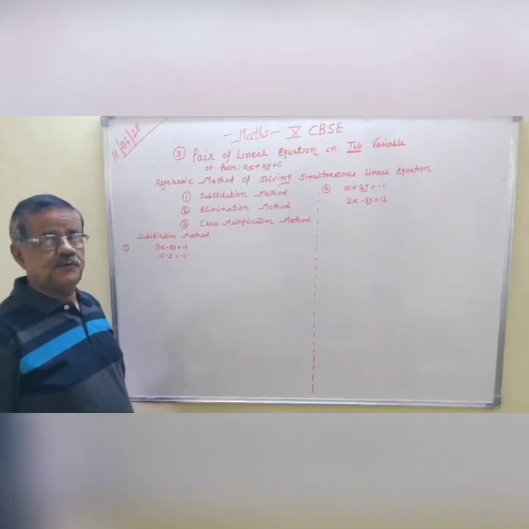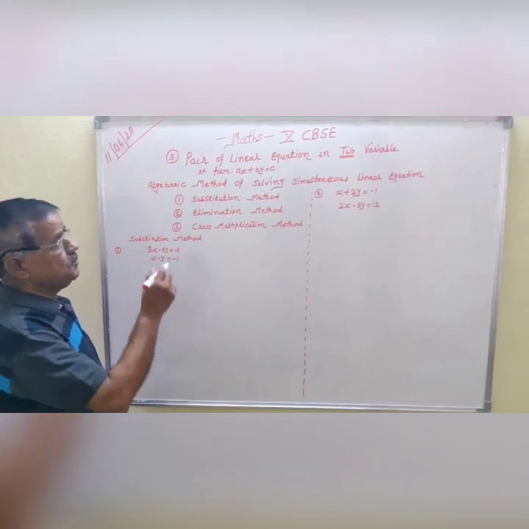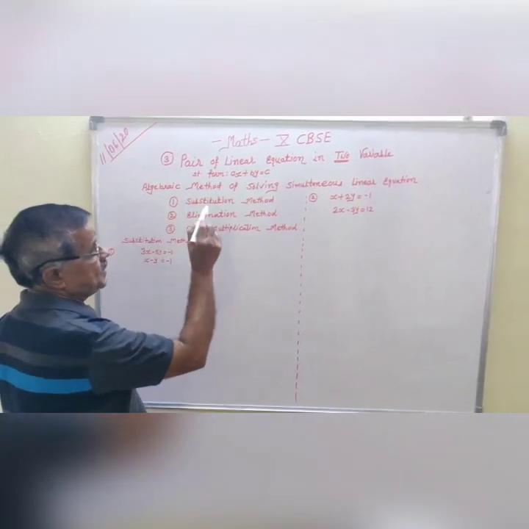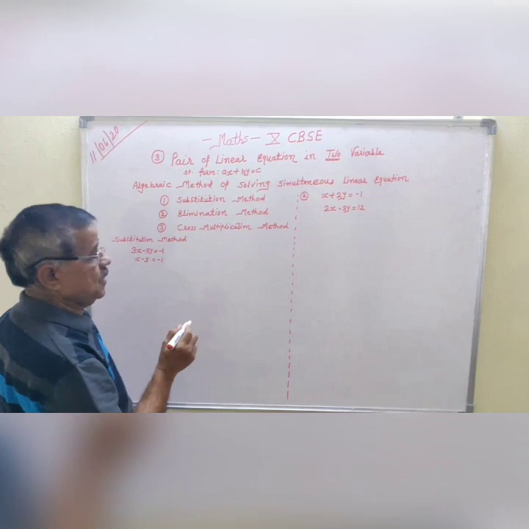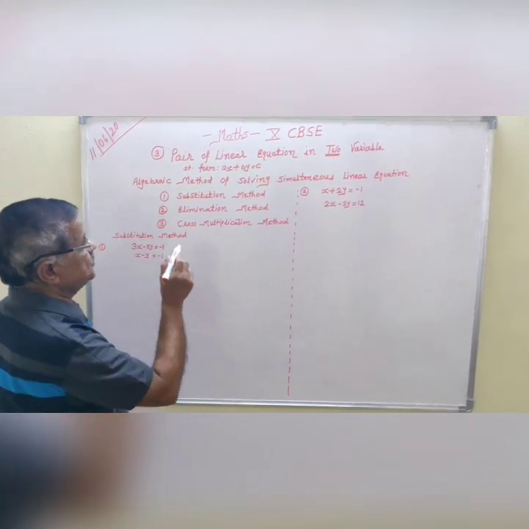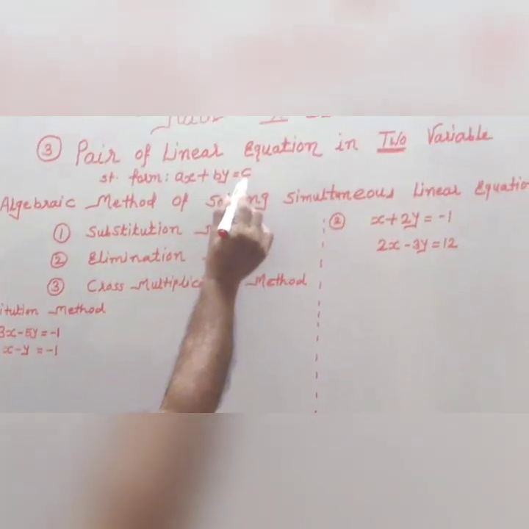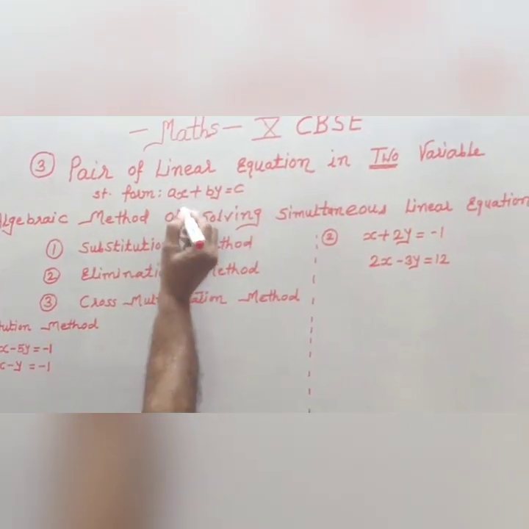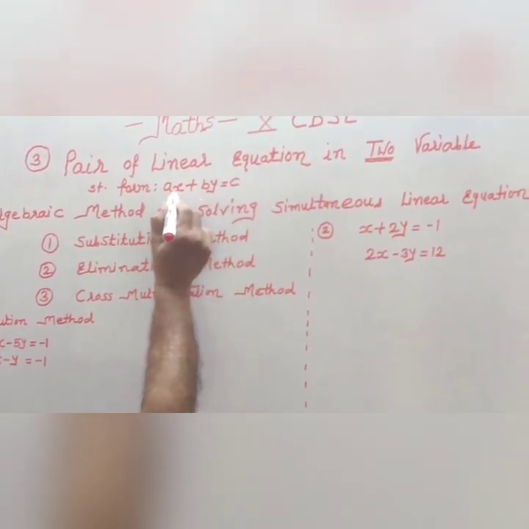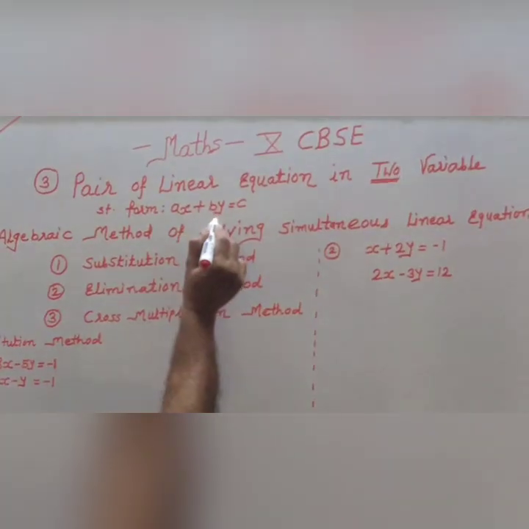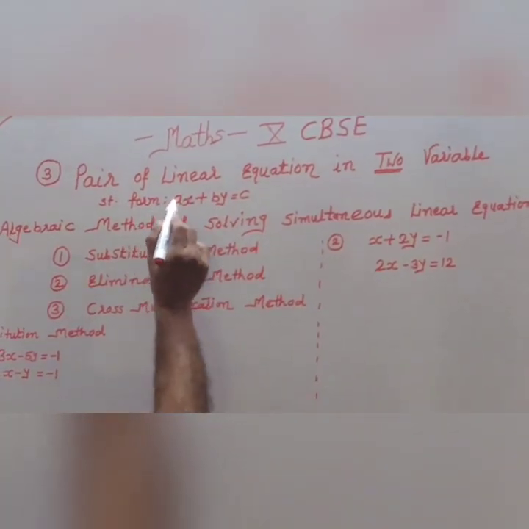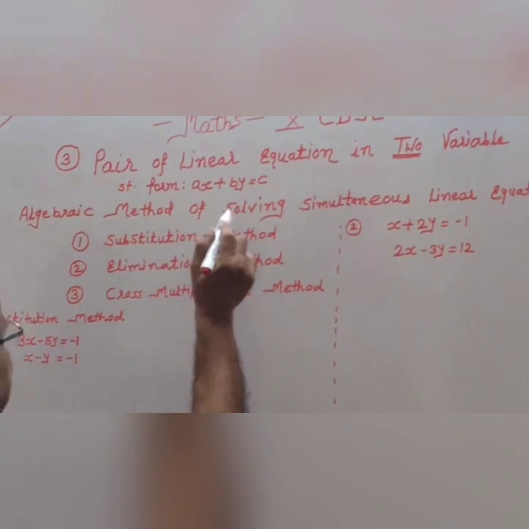Hello student, today we are starting chapter number 3, pair of linear equations in two variables. The standard form of this equation is ax plus by is equal to c. Here the variables are two, meaning x and y are the two variables. This is an example of a linear equation in two variables.